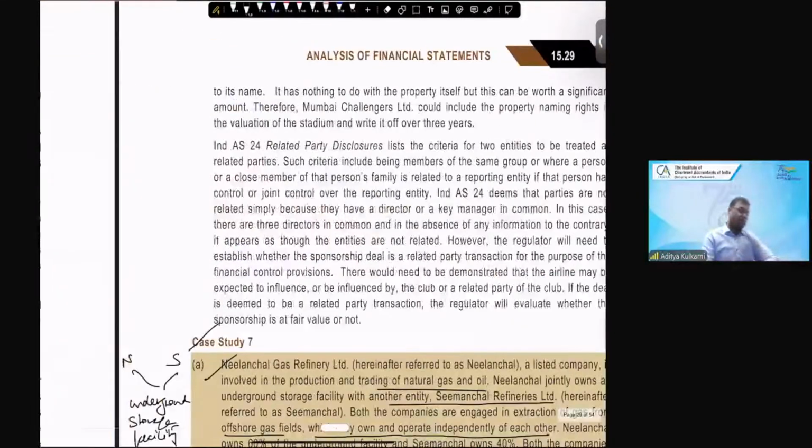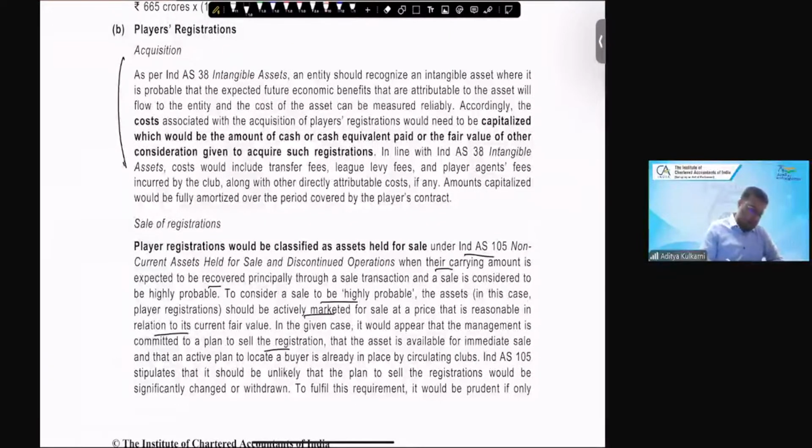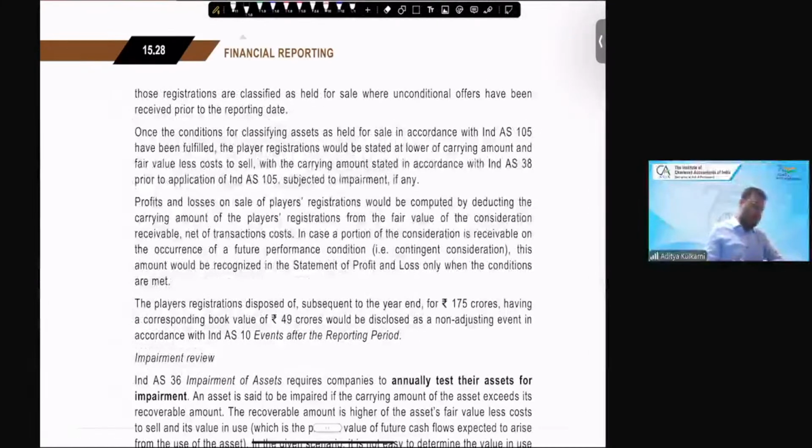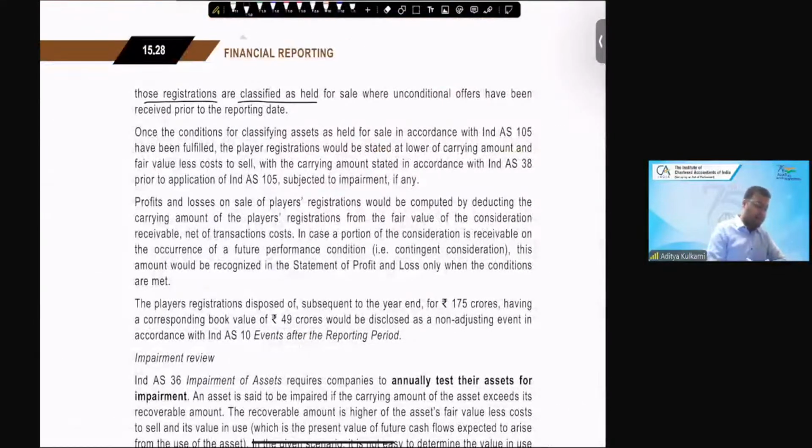Okay, so now if we look at the players' registrations, the management is committed to a plan to sell. The asset is available for immediate sale. An active plan to locate a buyer is already in place. Ind AS 105 stipulates that it should be unlikely that the plan to sell would be significantly changed or withdrawn. To fulfill this requirement, it would be prudent that only those registrations are classified as held for sale where unconditional offers have been received prior to the reporting date.